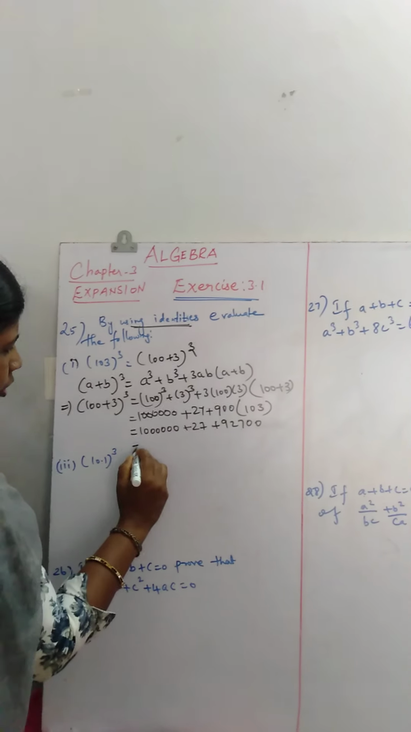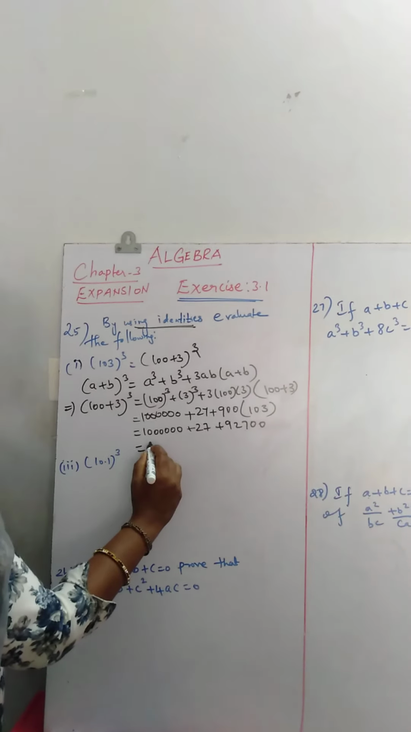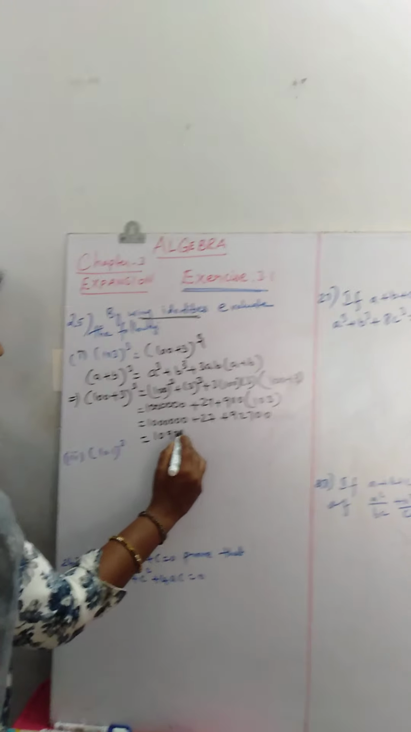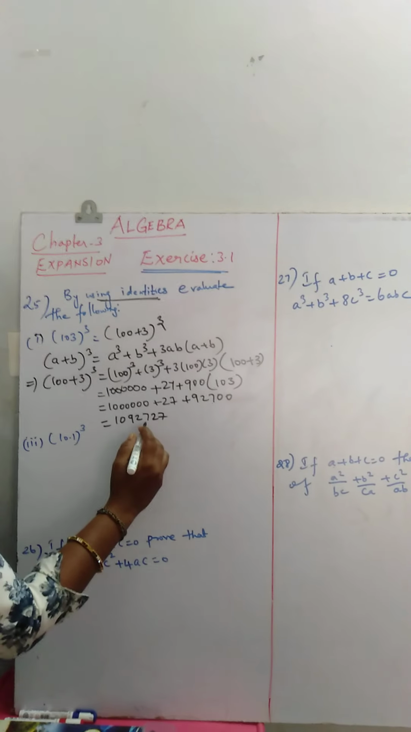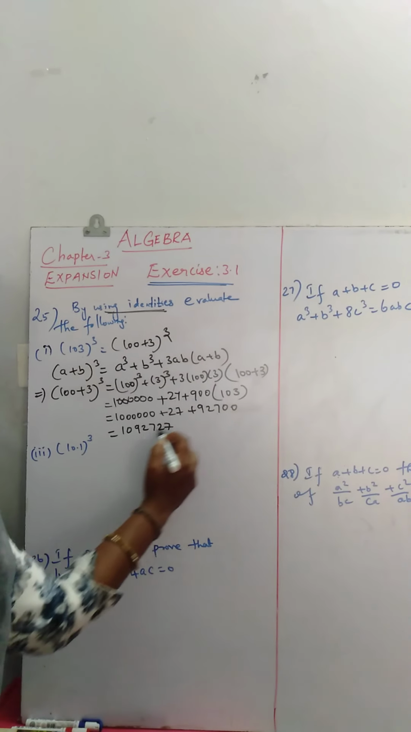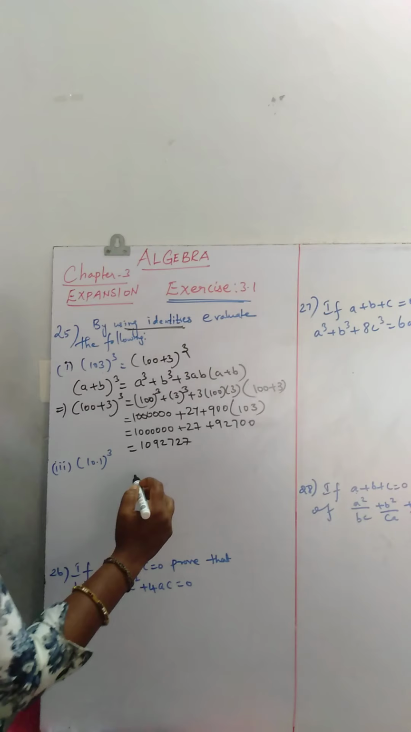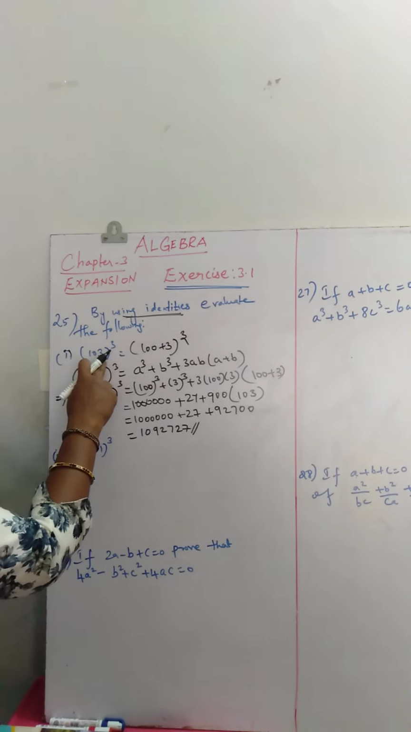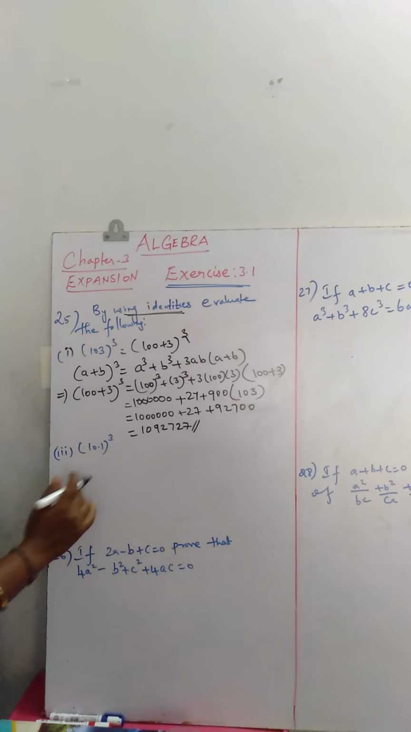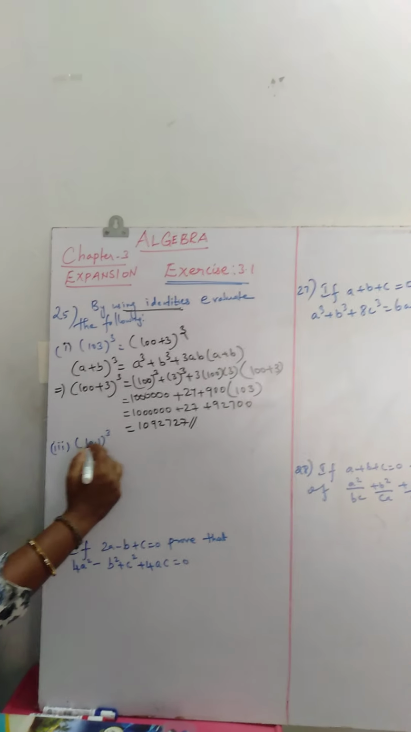At last if you add all those, then you will be getting 1 0 9 2 7 2 7. So which is what? 10 lakh 92,727 is the cube value of 103 the whole power 3. Okay, we will go to the next subdivision, which is what?